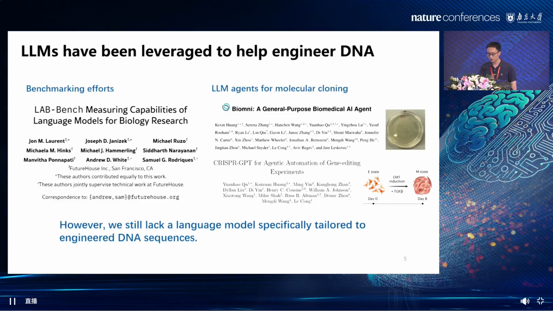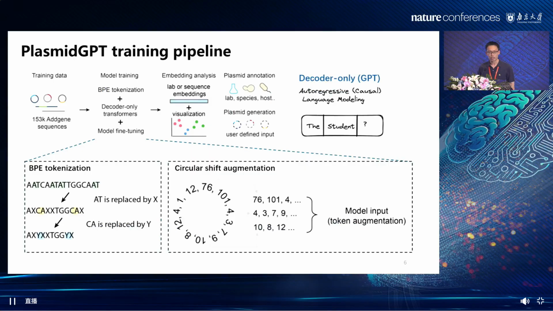But despite these developments, we still lack a language model that is specifically trained on engineered sequences and can understand them. For all these evaluation frameworks and agents, they use large language models that were designed for human language. So that's what we did. We constructed a language model just for engineered plasmid sequences. We used a decoder-only structure, which is just the GPT model, and it used the next token prediction task for model training.